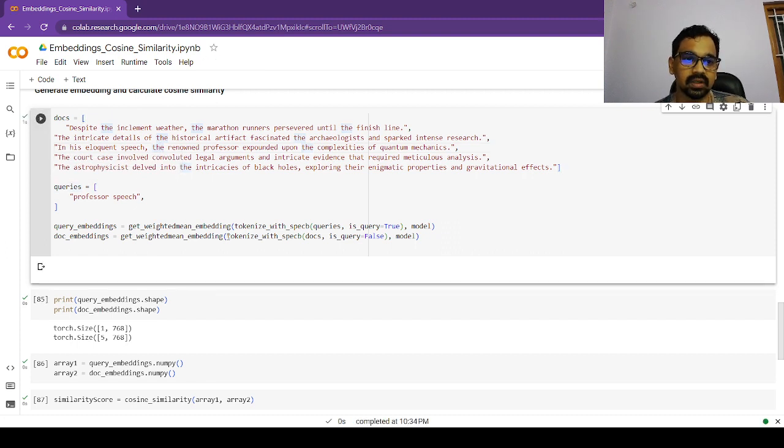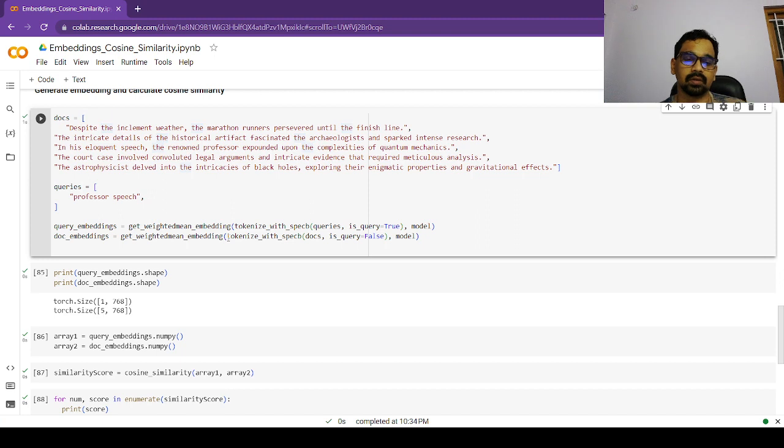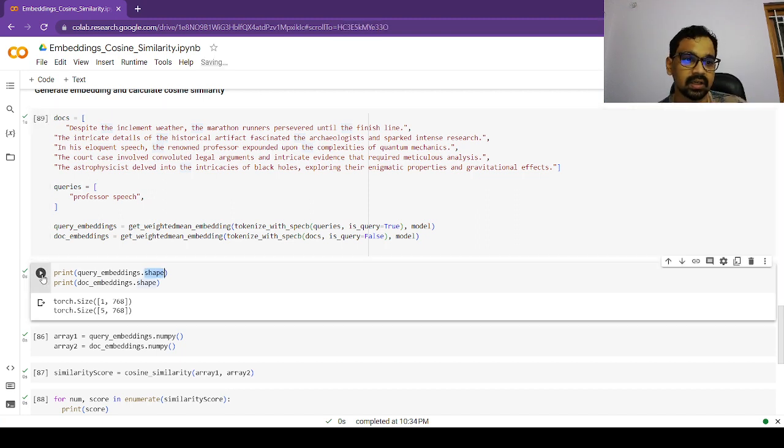So how are we generating? That is based upon the model that we have downloaded. And we are calculating the shape of the query embedding as well as the document embeddings. Here it is 1/768 for the query. Remember, in the first slide I told you it is a 4-dimensional vector, but here it is 768. So for our input query, it is 1/768.